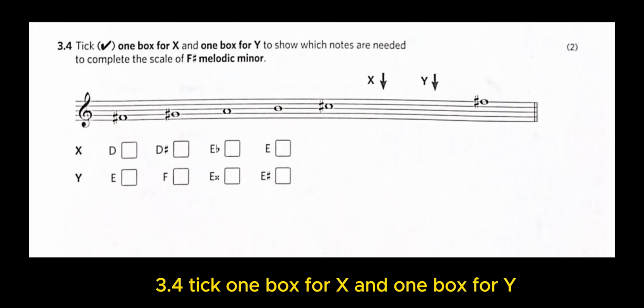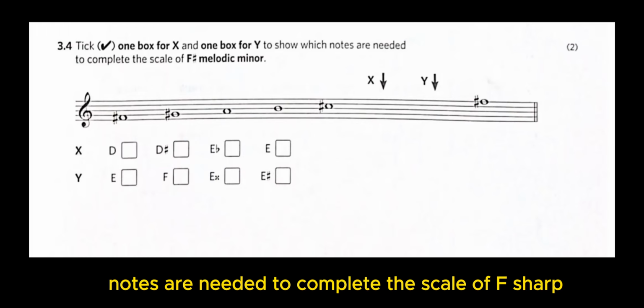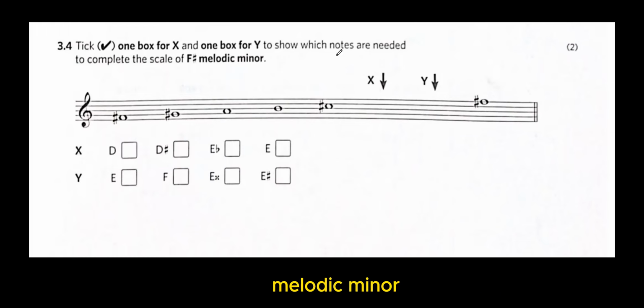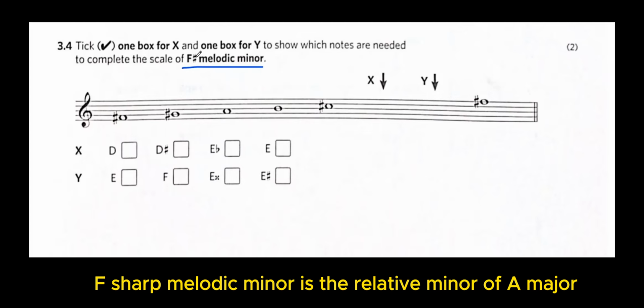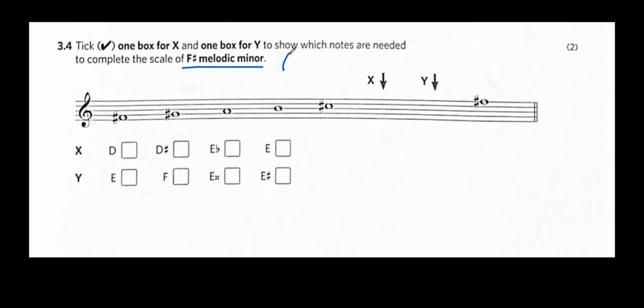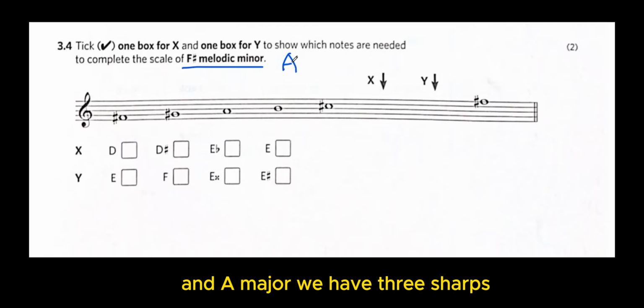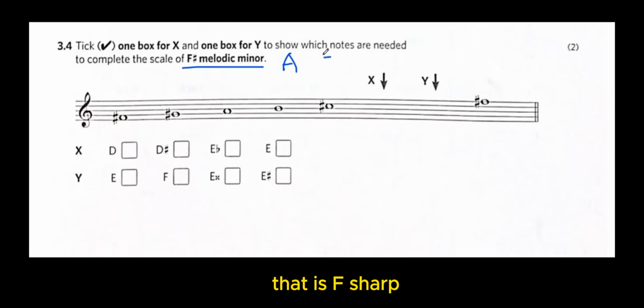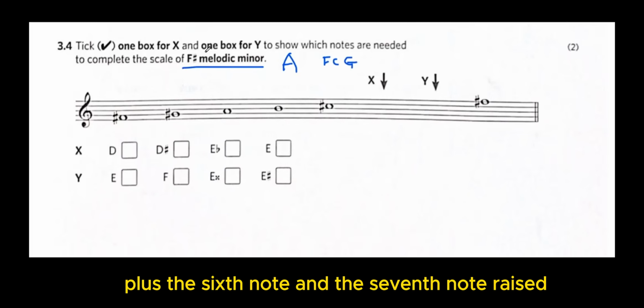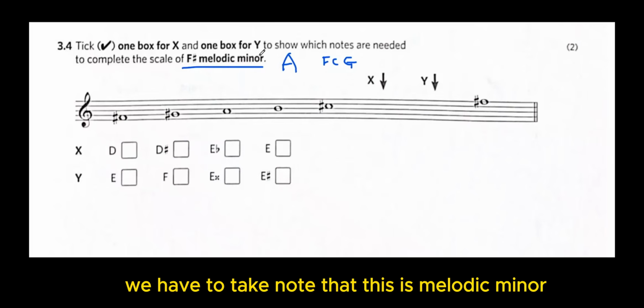3.4. Tick one box for X and one box for Y to show which notes are needed to complete the scale of F sharp melodic minor. F sharp melodic minor is the relative minor of A major. In A major, we have three sharps, that is F sharp, C sharp, and G sharp, plus the 6th note and the 7th note raised. We have to take note that this is melodic minor.